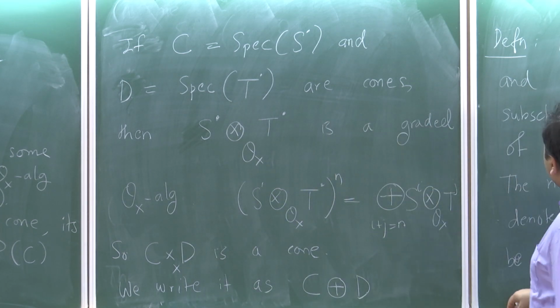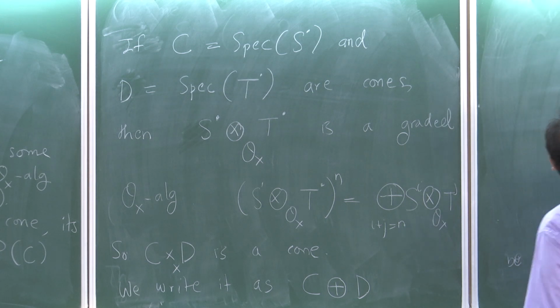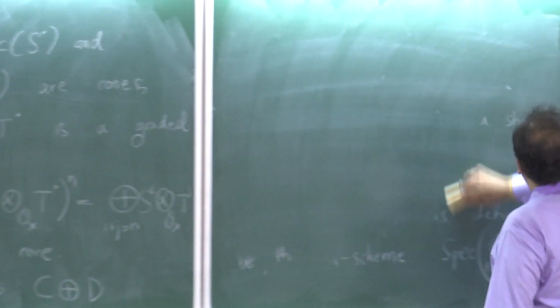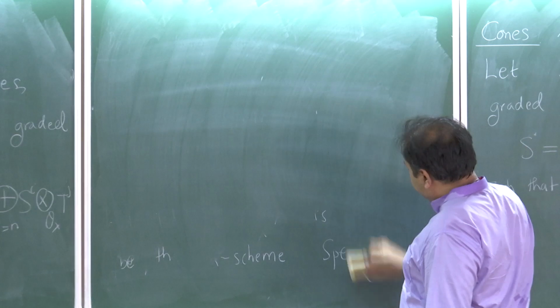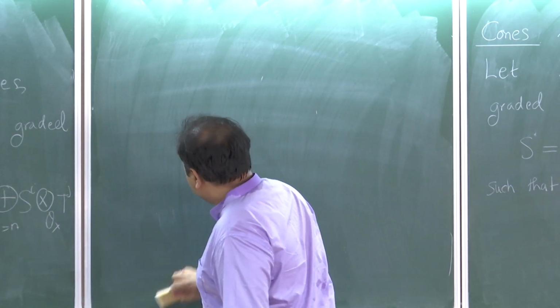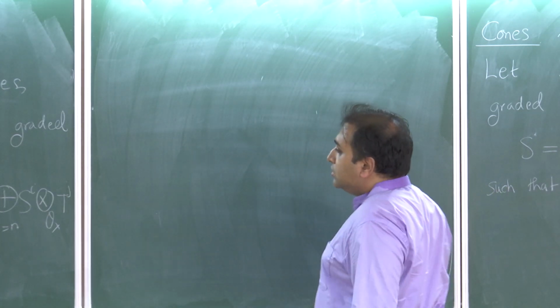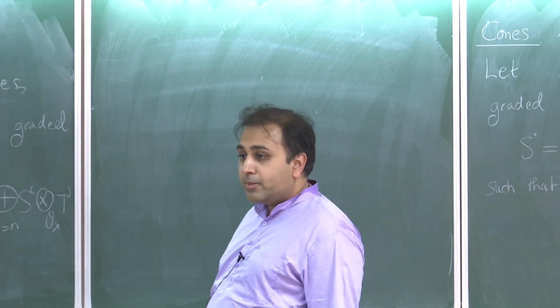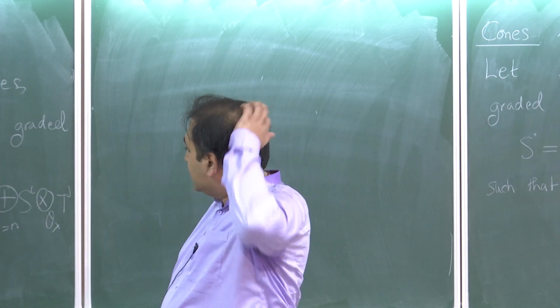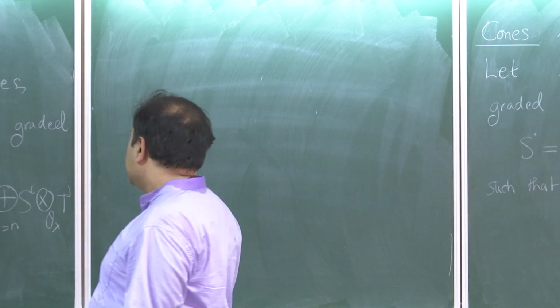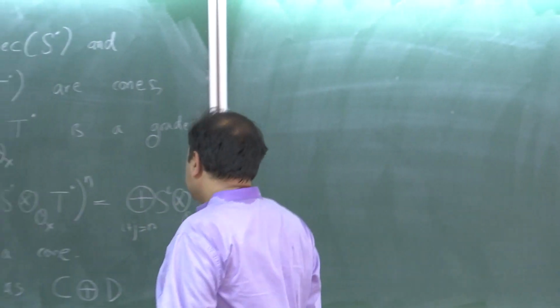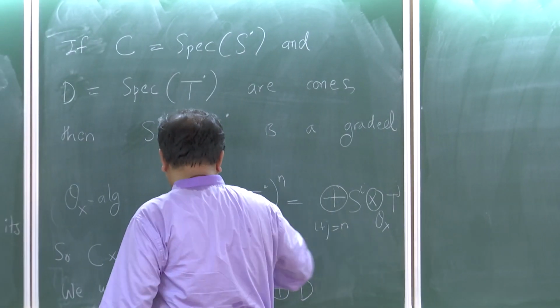In particular, you can do this after taking D to be just the trivial line bundle. You want to mention that Spec of this is this. Did I not say that? Okay. Yeah.